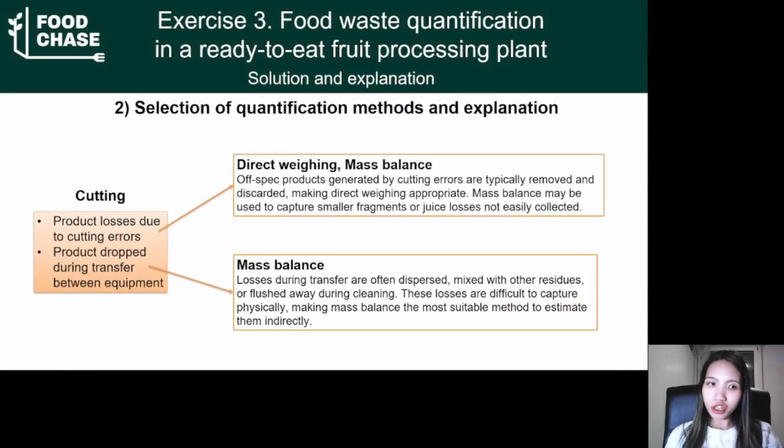During cutting operation, the product lost due to cutting errors can also be called the off-spec product. They are generated by cutting errors that are typically removed and discarded. We can apply the direct weighing method to quantify this kind of waste. And besides, mass balance can also be used to capture the small fragment of juice loss that is not easily measured by direct weighing.